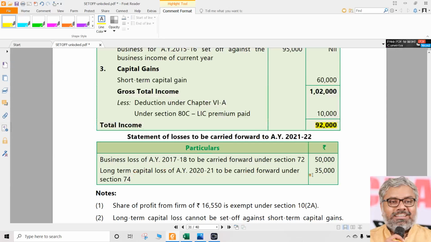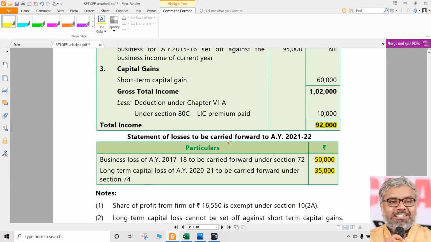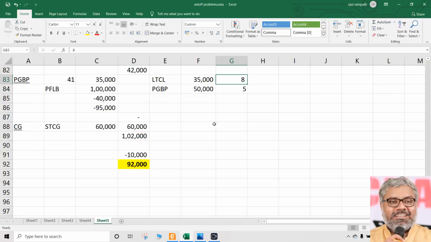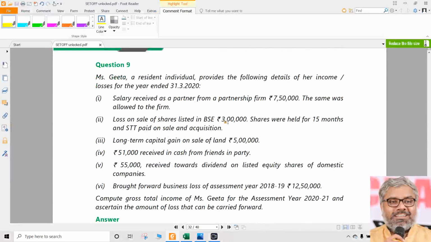Then the long-term capital loss of 35,000 can be carried forward for 8 more years, because that is related to the current year. That's all. And you have to write a note very clearly. The share of profit is exempt under section 10(2)(a) because it is from the partnership firm which has already paid tax. That is the note to be written. In any question, these types of notes have to be written.